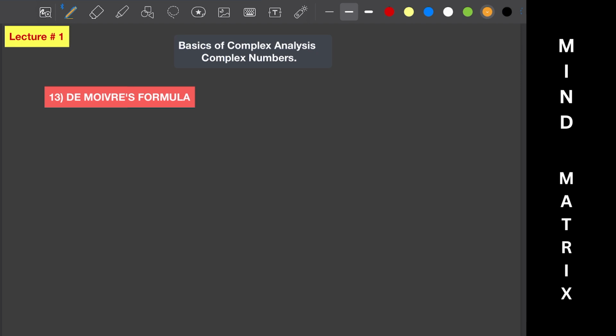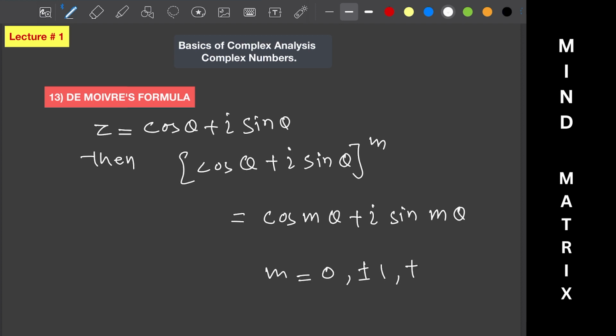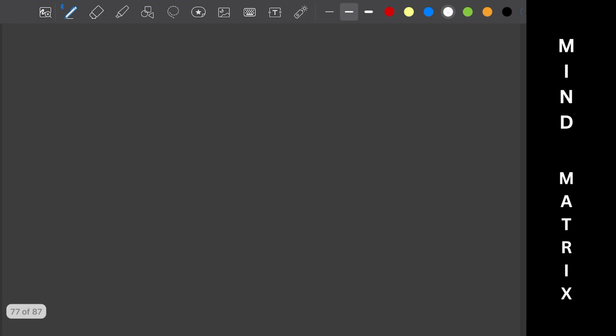Now let's move toward the last topic of this lecture, which is de Moivre's formula. Let's say we have a complex number z equals cos θ + i sin θ. Then by de Moivre's formula we have (cos θ + i sin θ)^m equals cos mθ + i sin mθ, where m is equal to 0, ±1, ±2 and so on. So let's solve an example based on de Moivre's formula to get a better understanding of this topic.